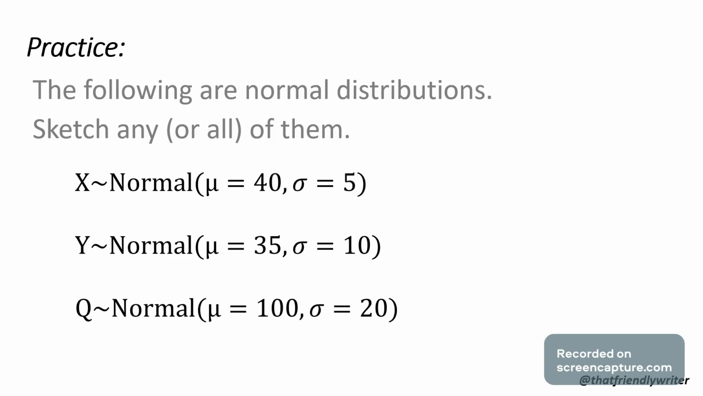Now here's a sample practice for you to work on. Sketch any or all of the following normal distributions. The first one, x follows a normal distribution with mu of 40, sigma equals 5. The second one, y follows normal with mu equals 35, sigma equals 10. And the last one is q follows normal with mean mu equals 100, sigma equals 20. I hope you know how to put the mean mu at the center and how you can position your sigma units by adding them to your respective mean mu's.